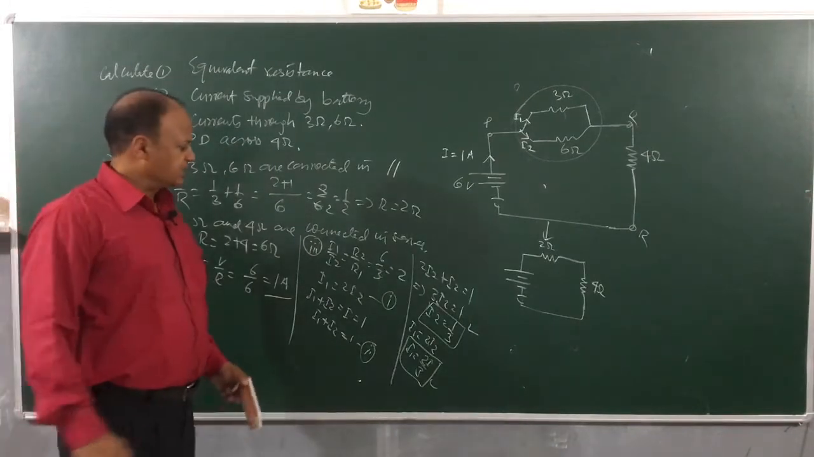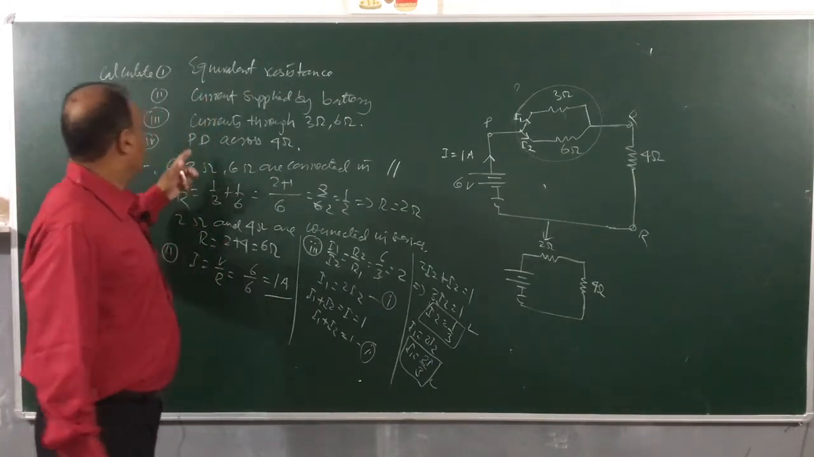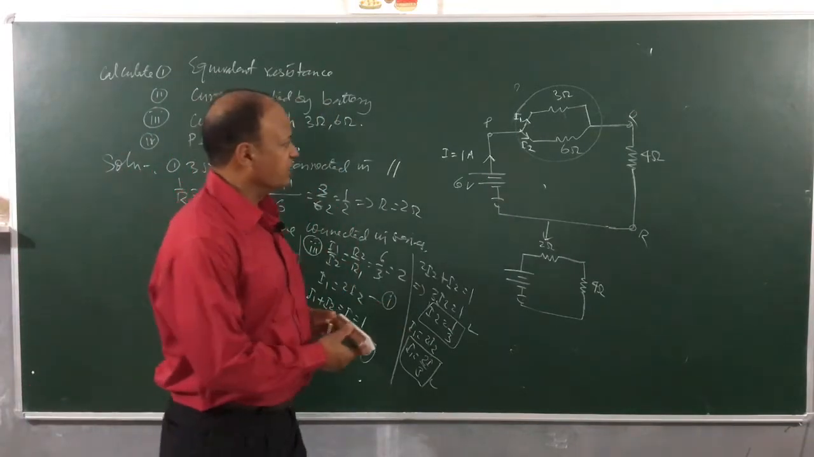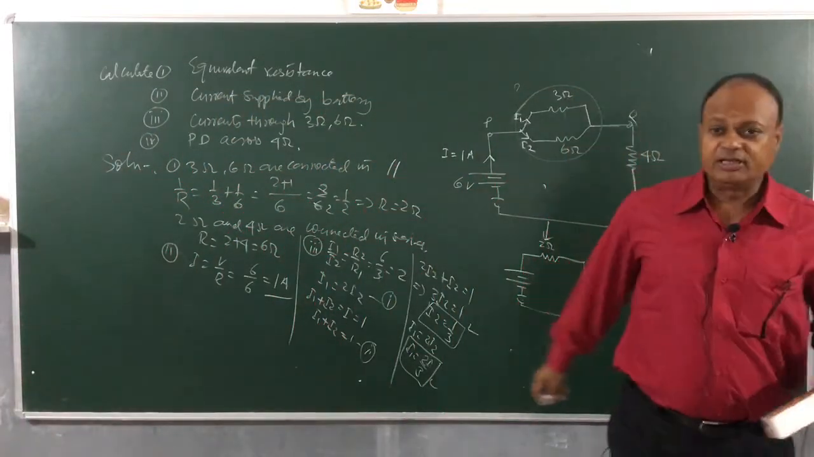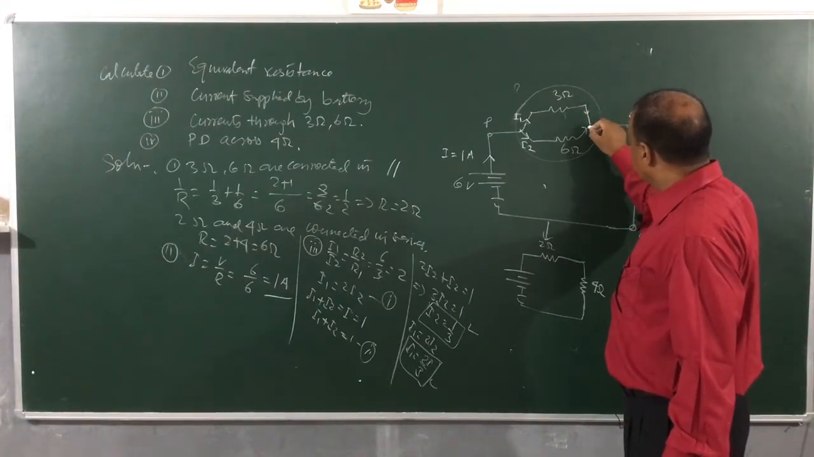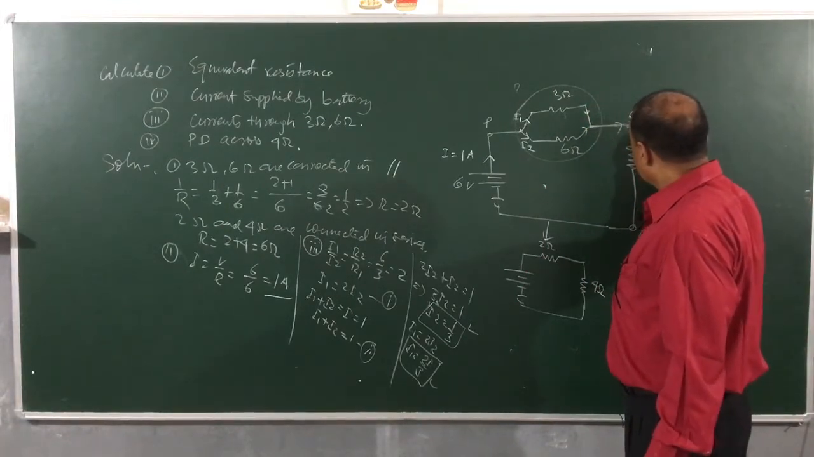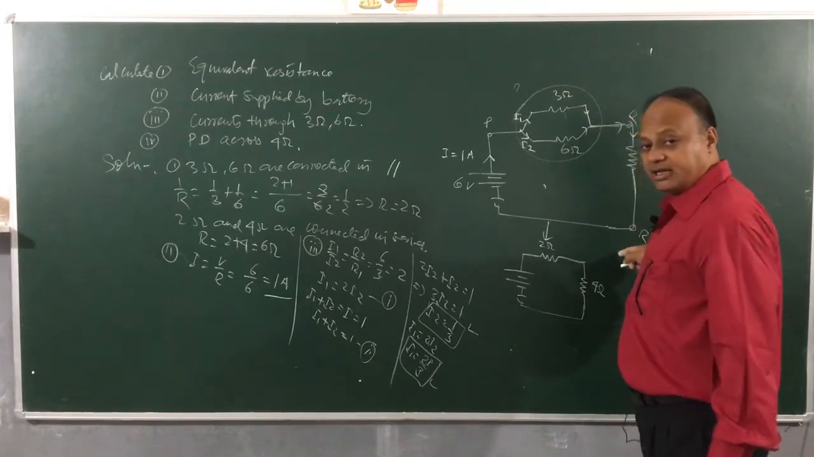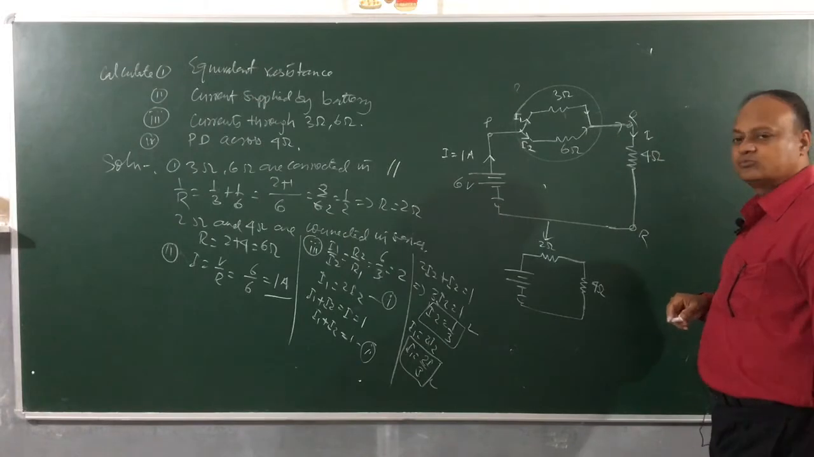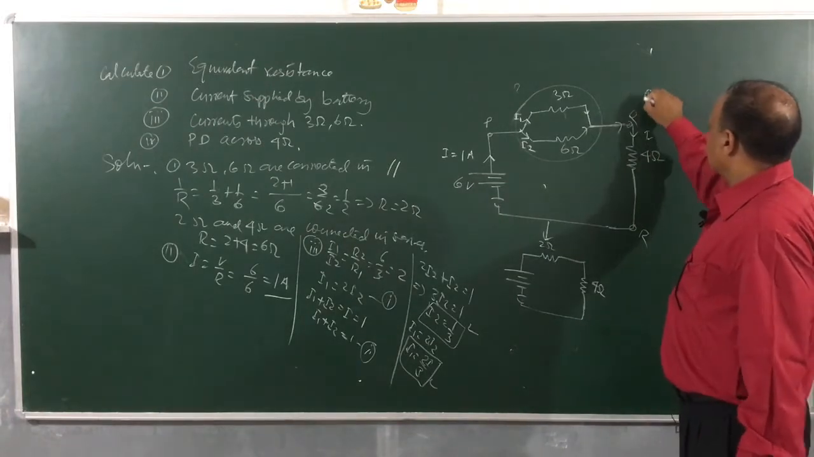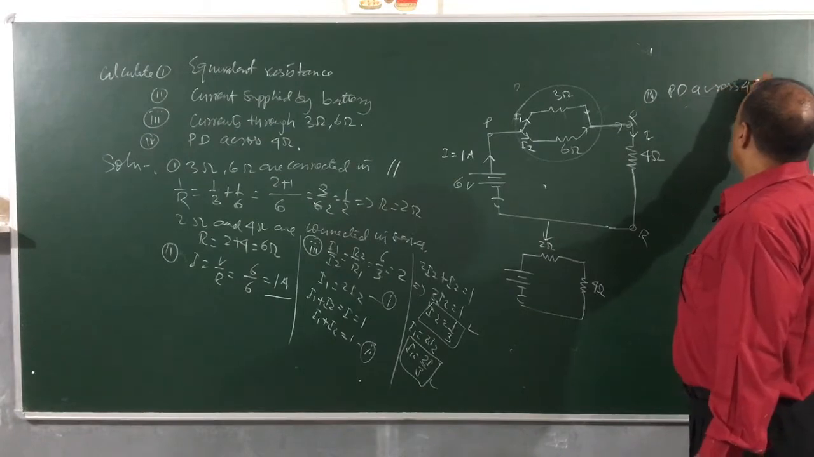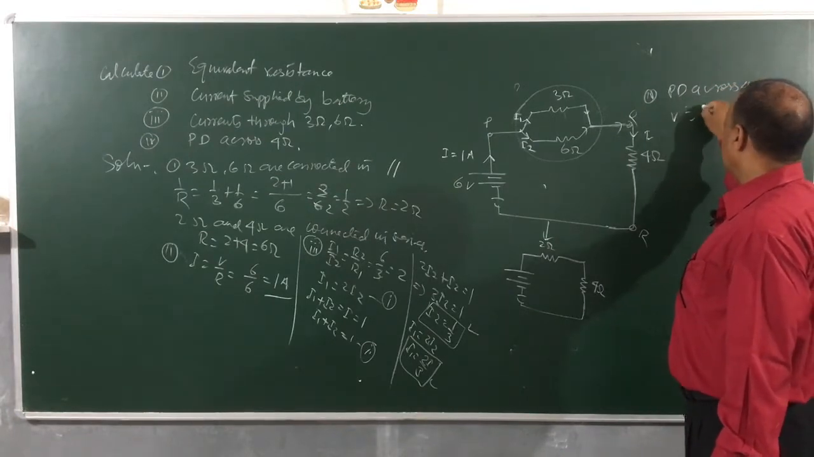Next thing they ask you to calculate is the PD across the 4 ohm resistance. So you can see here very easily, children, that these currents I1 and I2 will fuse together, they will mix together here, and the current here will again be I, right? So the current through the 4 ohm resistance is I. So I'll calculate here the PD across 4 ohm, that is V is equal to I into R.